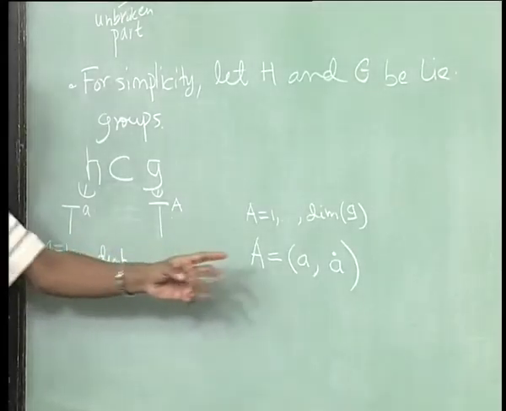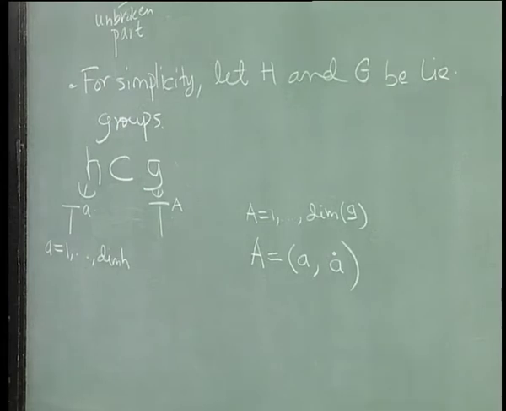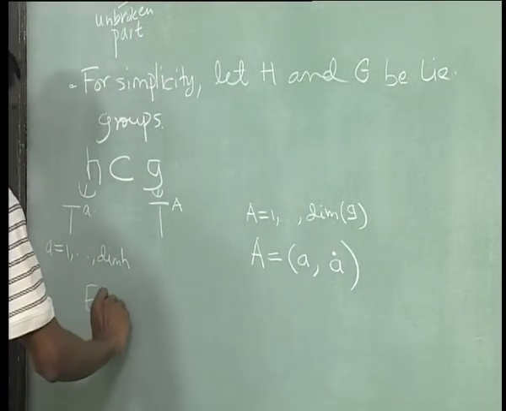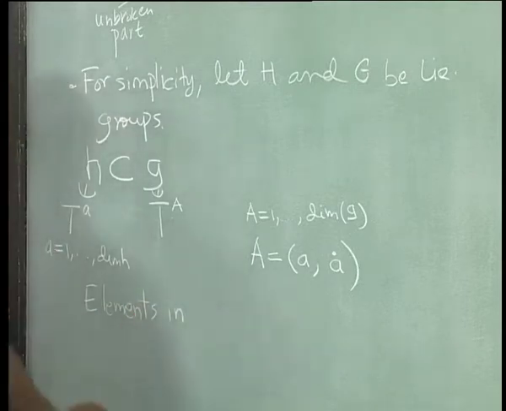So that is the set of generators which are in H, and A dot are the set of generators which are not in H. So they belong, morally speaking, to the coset, the directions along the coset. Okay, so elements in H, rather group elements.